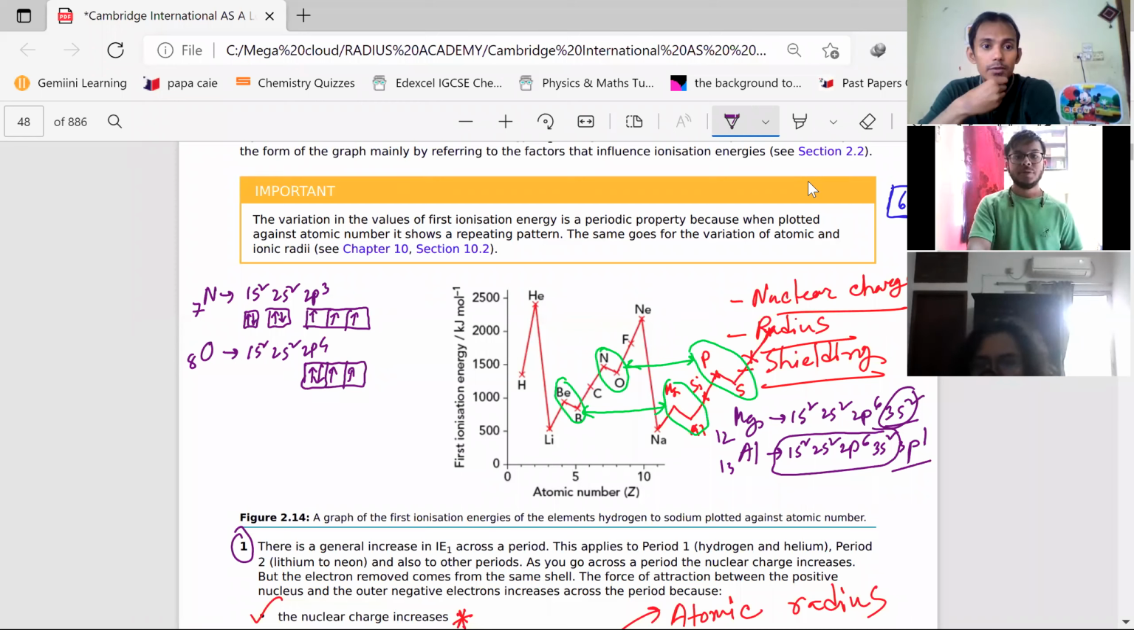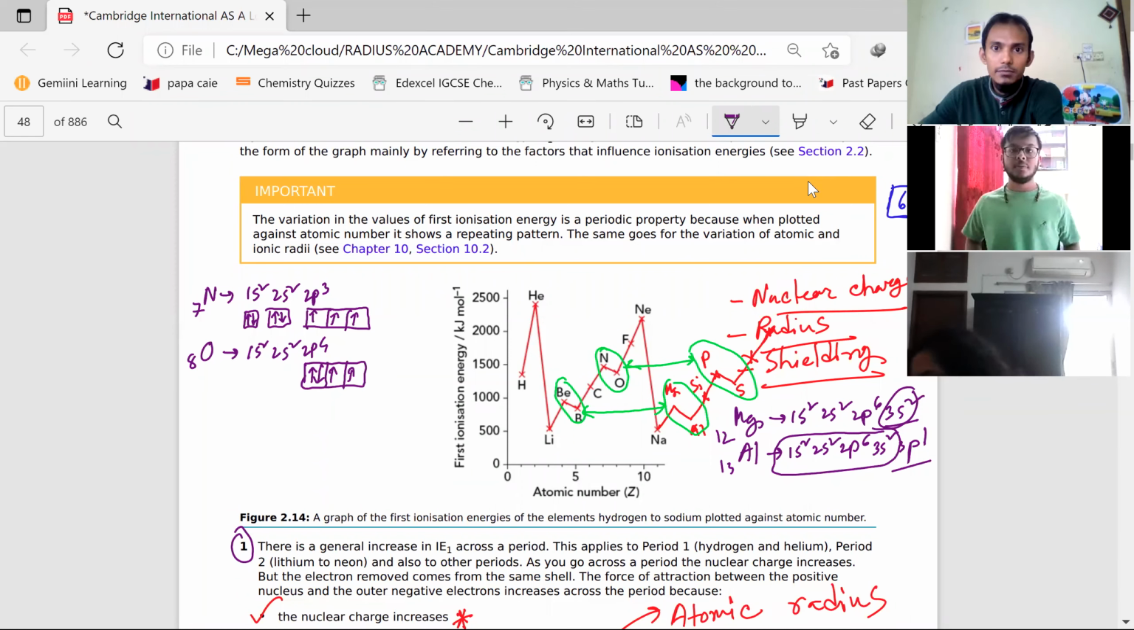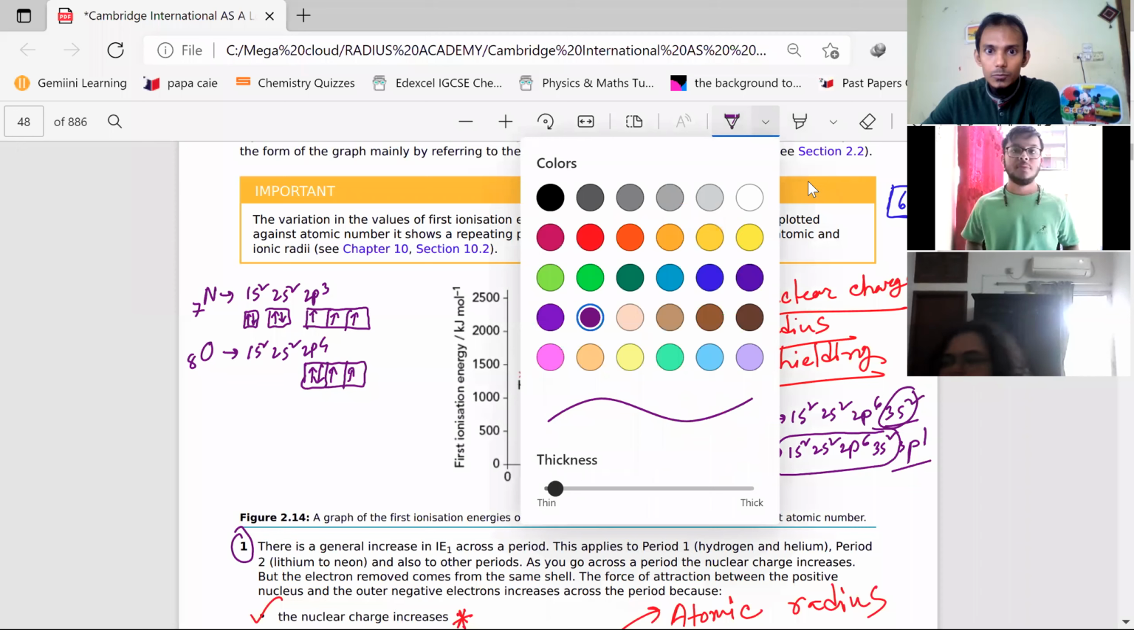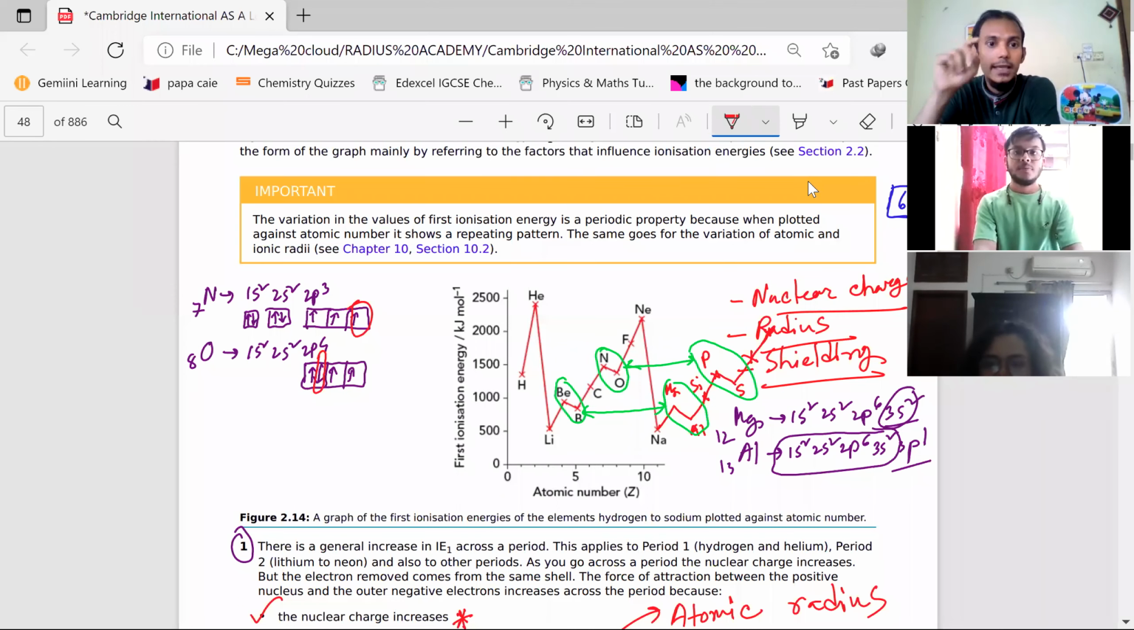Yes, sir. The last electron of oxygen will be removed from an orbital which is doubly filled, whereas the last electron of nitrogen will be removed from here. And oxygen's last electron is this one, an added electron that entered a doubly filled orbital. So what I am saying is the outer shell electron of nitrogen will be removed from a singly filled orbital.